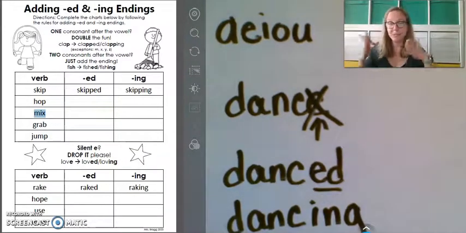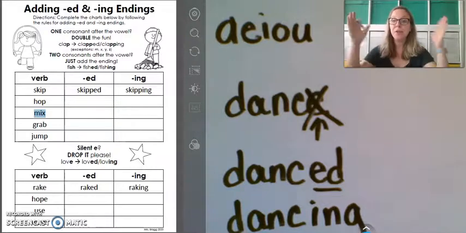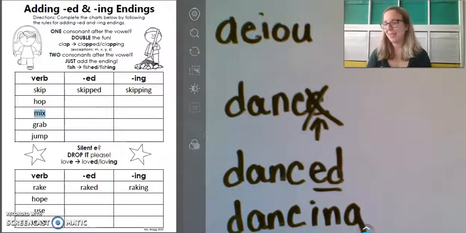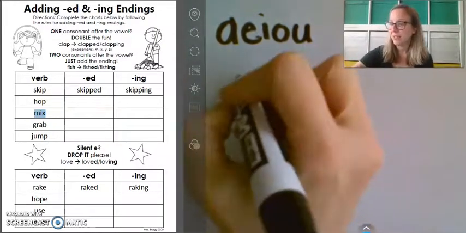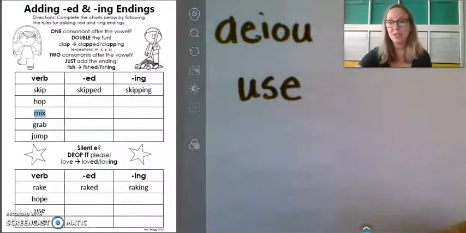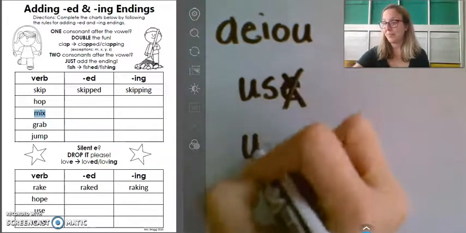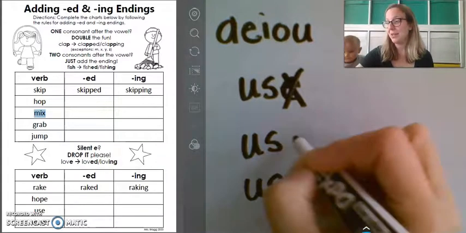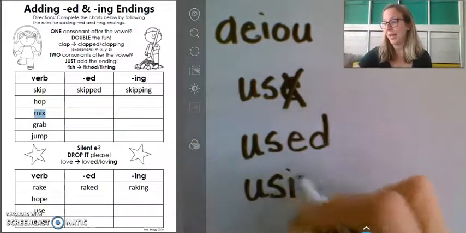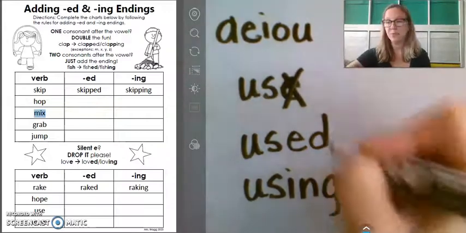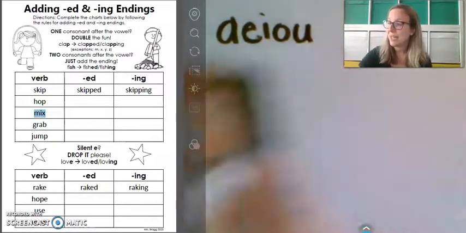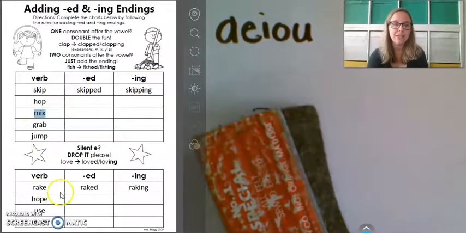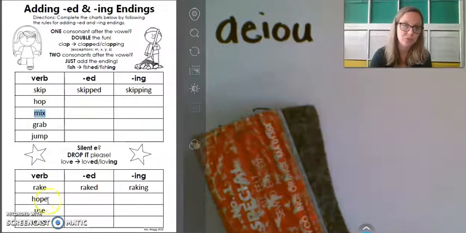So if it ends with the silent E, drop the E, add your ending. Use is one of your spelling words this week, and that follows the silent E rule. So I'm going to drop the E, and then I will either add the ED or the ING ending to get use, used, using. Okay, so those are the 3 rules that you need to keep in mind as you work on this sheet. Down here at the bottom, these are all silent E words, so you'll drop the E and then add either ED or ING.